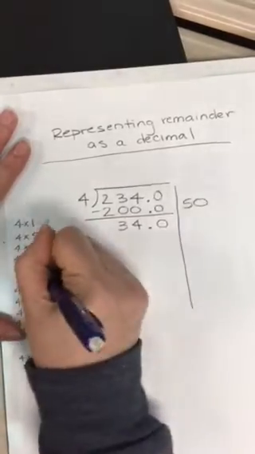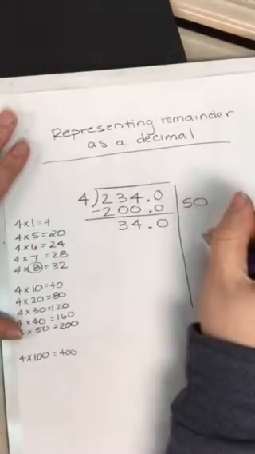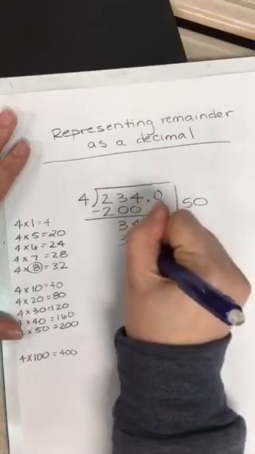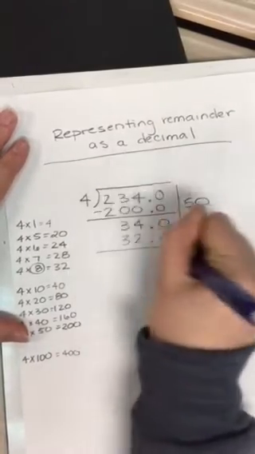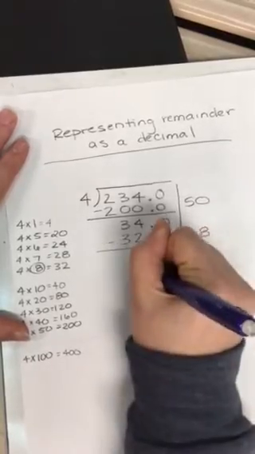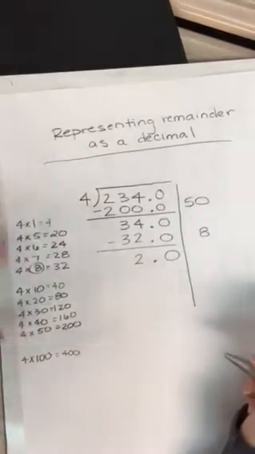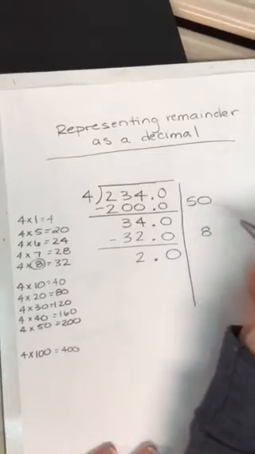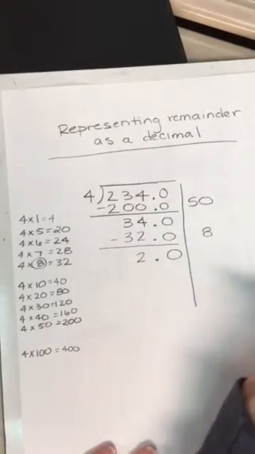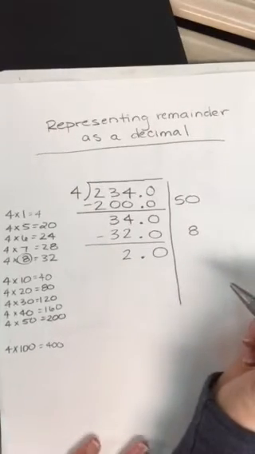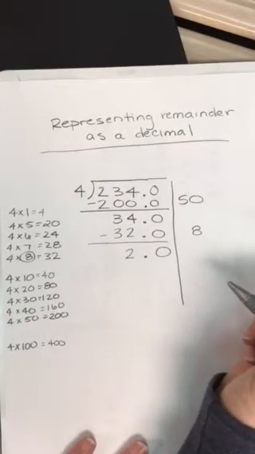So I'm going to use 8 because it is the closest to 34. So I'm going to write my 32 there and my 8 on the side. So I'm going to subtract this out, and now I have 2 as my number. So I know that my whole number is 58, and now I'm going to be using a decimal to figure out the remainder of this.